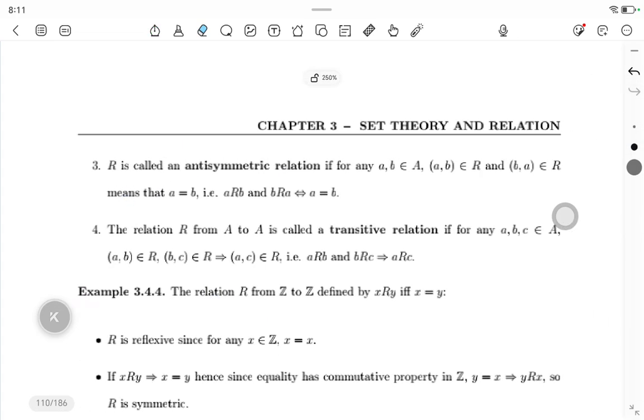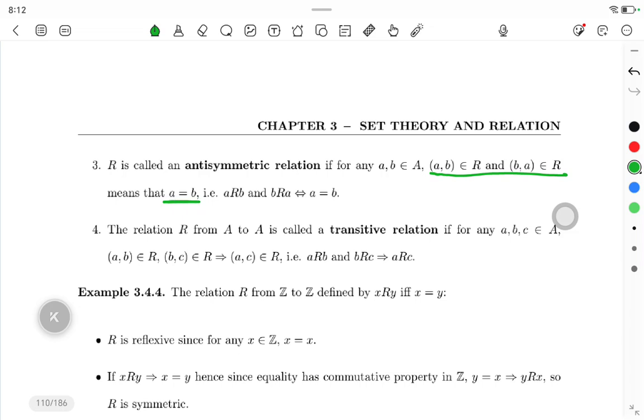Now, the antisymmetric relation is just going to be this: let's say I take two elements from A, and remember, in the symmetric relation we wanted to check if this is true, but in the antisymmetric we just assume that that is true, and then we must check if A is equal to B. You see, right? In other words, this would be true if and only if A is equal to B. So when we do some examples, we just assume that these two are true, and then we show that A is equal to B. If that is the case, then we say that that relation is antisymmetric.